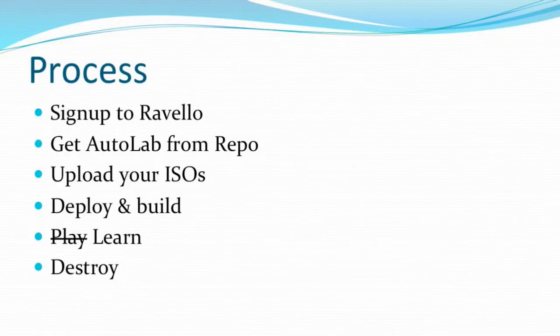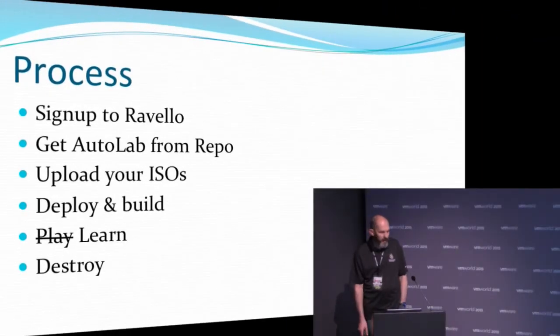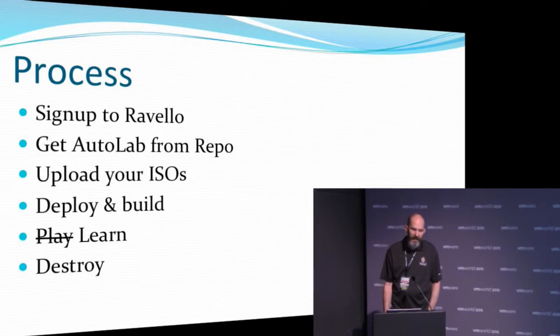So what's the process to get AutoLab on Ravello? It starts with signing up for a Ravello account. Ravello have a free 30-day eval mode, which you won't actually make last for 30 days because it's limited to the number of CPU core hours that you can run within that evaluation.